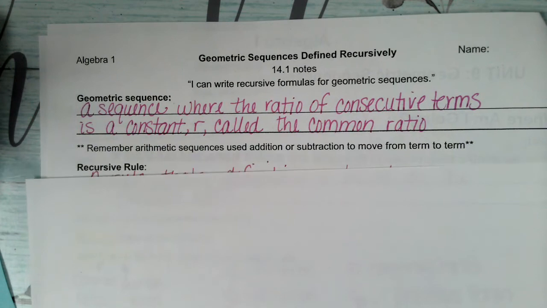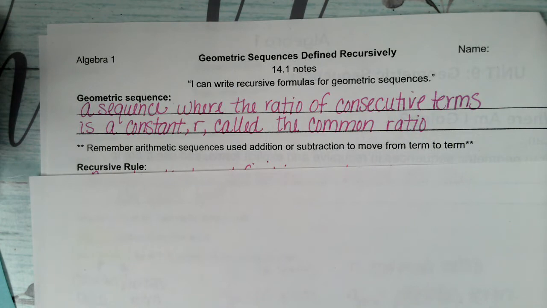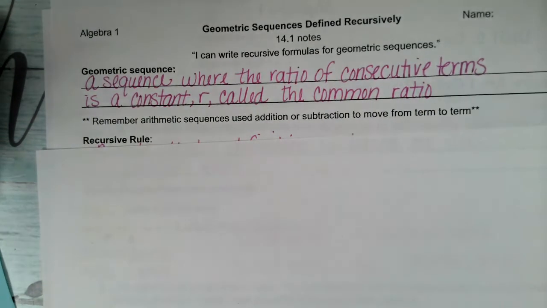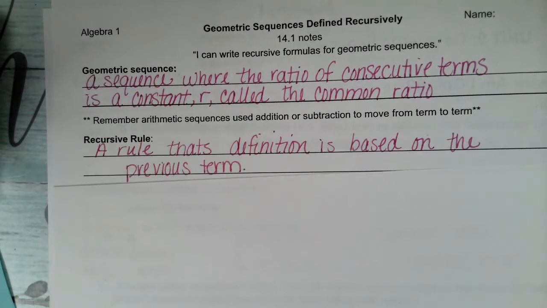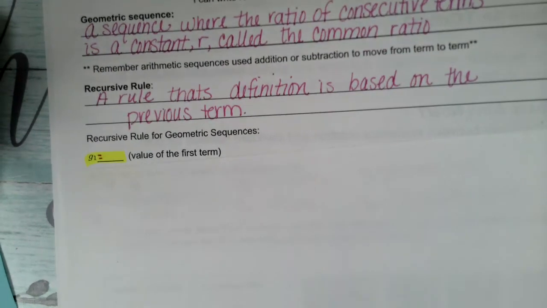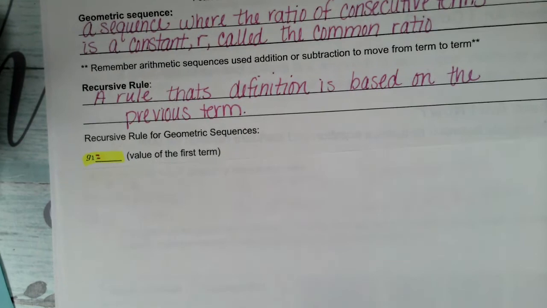We're going to talk about recursive sequences today. Since our I can statement is to write those recursive formulas, we need to know what the formula is. Since we're dealing with the previous term, a recursive rule is a rule whose definition is based on that previous term. So our formula is telling us what that first term value is.